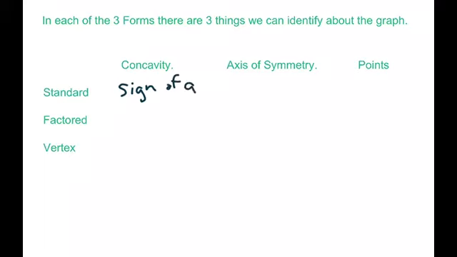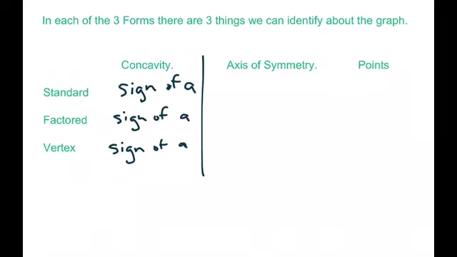So just like we did before, if a is positive, it's concave up. If a is negative, it's concave down. And we know for a fact that we can do that with vertex form because that's where we learned it. So what I'm telling you here is that we can do it with all three forms because the a value is going to be the same no matter what form we have it in. Okay? Second thing that we can identify from all three forms is the axis of symmetry.